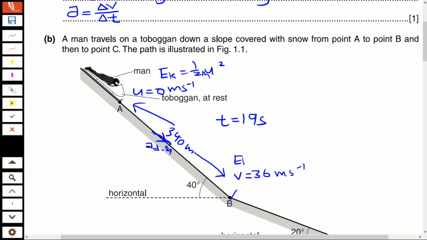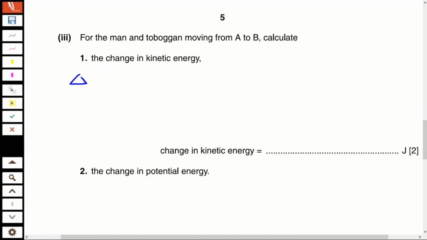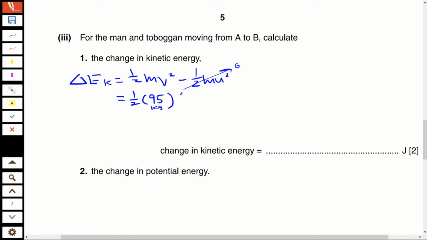Down here we're going to be half mv squared. So the change will then be subtracting both. Change in kinetic energy here will be half m v squared minus half m u squared. Very conveniently, u squared is 0 because initially at rest. So all we have left is half times 95 kg, that's the mass of the man and the toboggan together, times the final velocity, which is 36 squared.